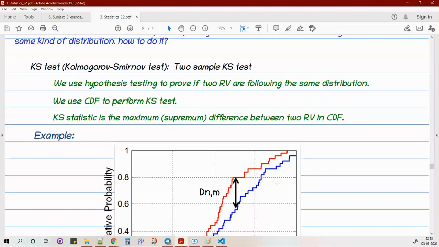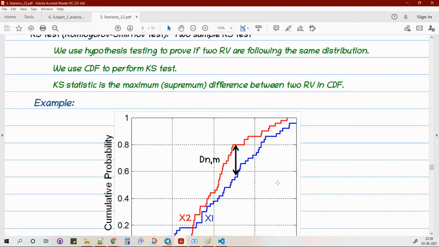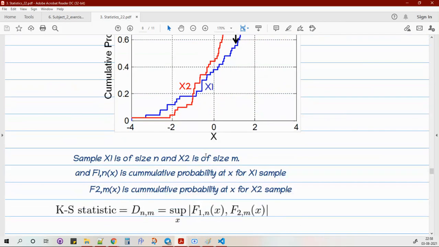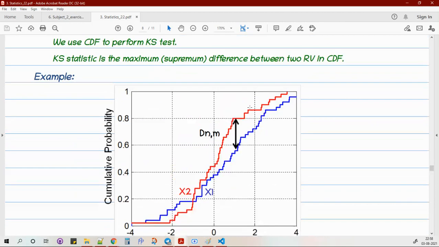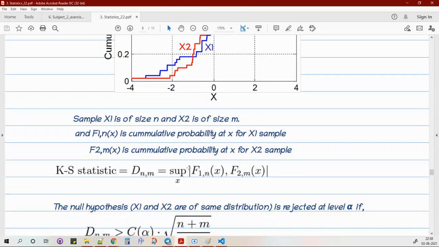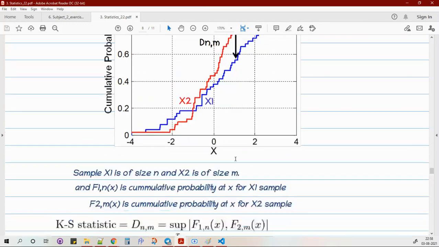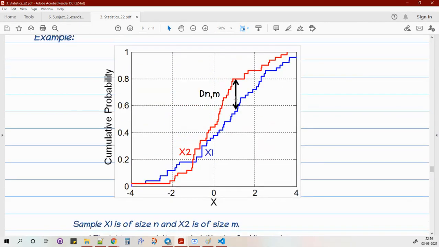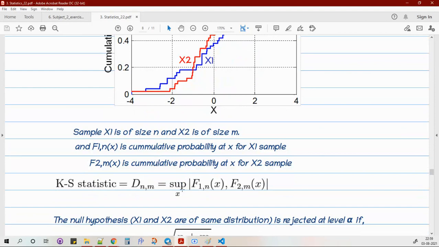The null hypothesis is basically that both are following the same distribution. And the statistic that we are using in the KS, Kolmogorov-Smirnov test, is nothing but the supremum value, or you can say the maximum difference between two CDFs. This supremum function, just don't concentrate on F1 and F2, is saying the max, basically the max.